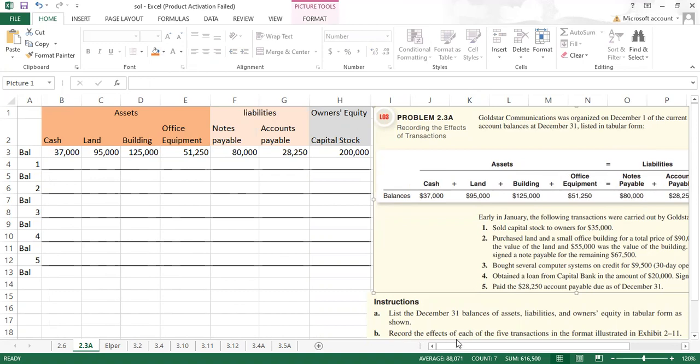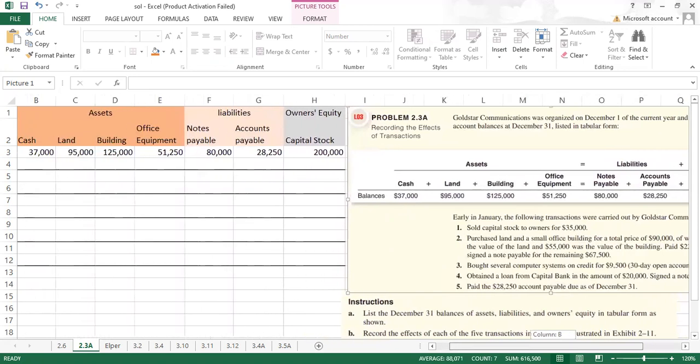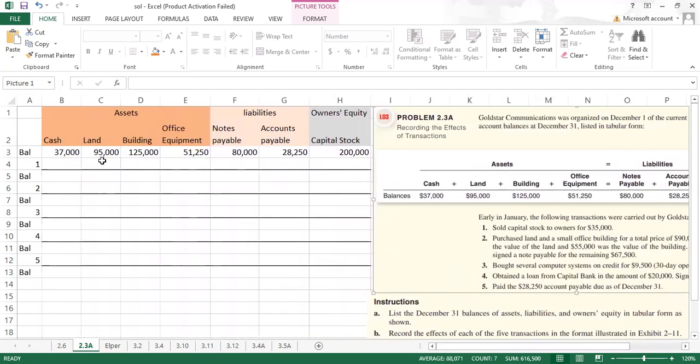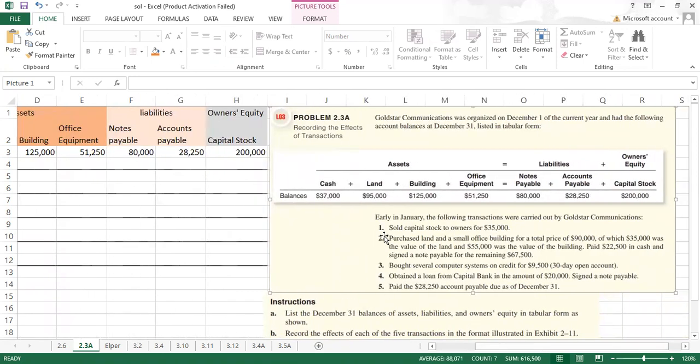Now record the effects of each of the 5 transactions in the format illustrated in Exhibit 2-11. So simply what we're supposed to do is write the plus minus amount and then calculate the new balances after each transaction. So the first one is sold capital stock to owners for 35,000.